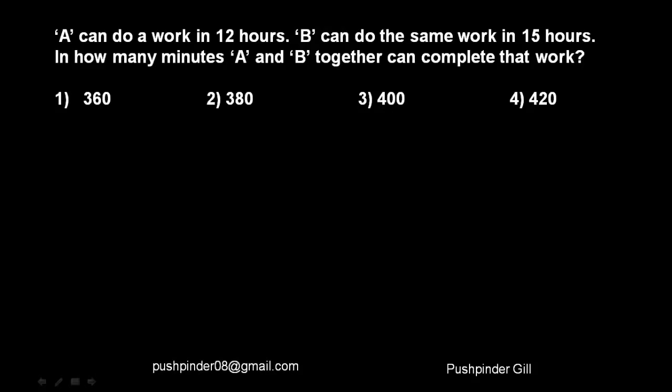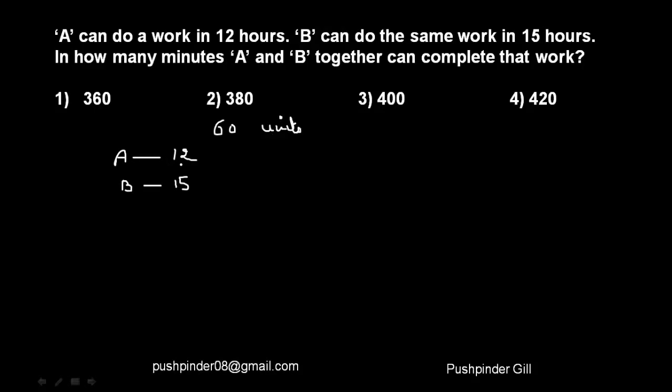So A over here can finish the task in 12 hours, B over here can finish the same task in 15 hours. So what I need to do is assume the task to be of some units. Now what is the best number to assume? It's the LCM of these numbers, 12 and 15. So let me assume the task to be of 60 units.